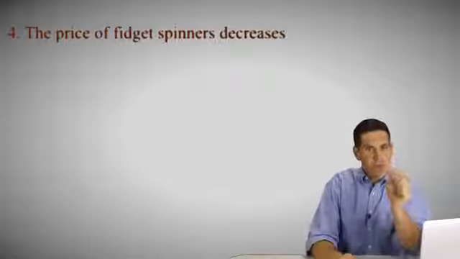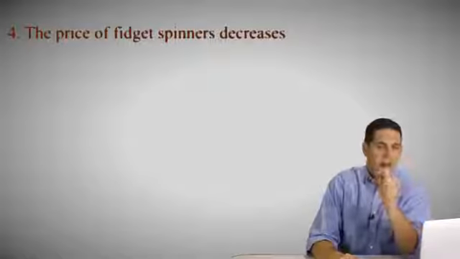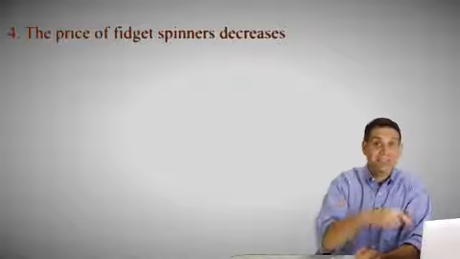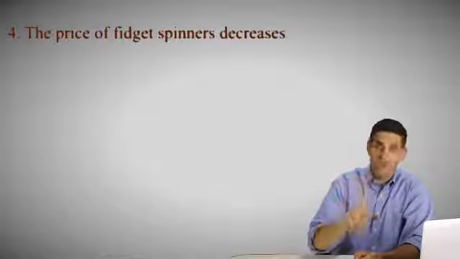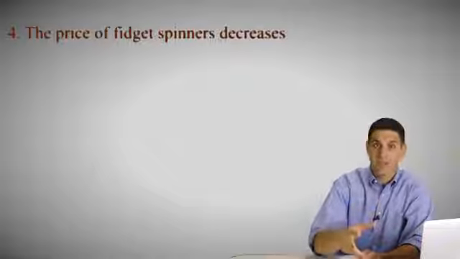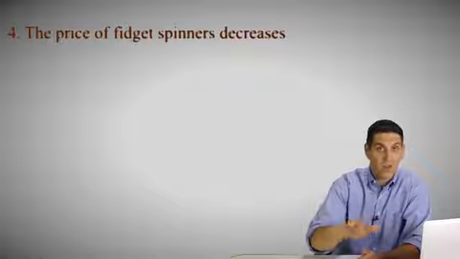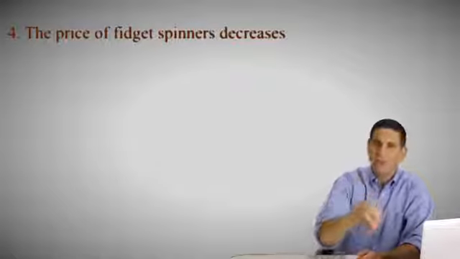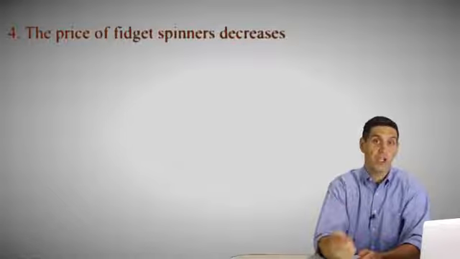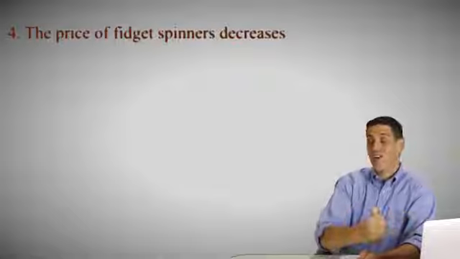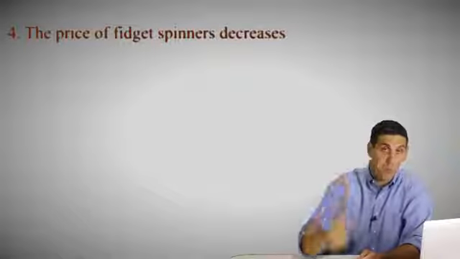Now, number 4, I'm trying to be tricky here. The price fell for fidget spinners. In the last 2 questions, prices changed, but they weren't the price of the product, right? In scenario 2, the price of bearings increased, right? So that's a different resource. That's not the product we're analyzing. That's a resource of the product we're analyzing. And in scenario 3, it was the price of fidget cubes, a different product. But in scenario 4, it's the price of the actual product that we're analyzing.